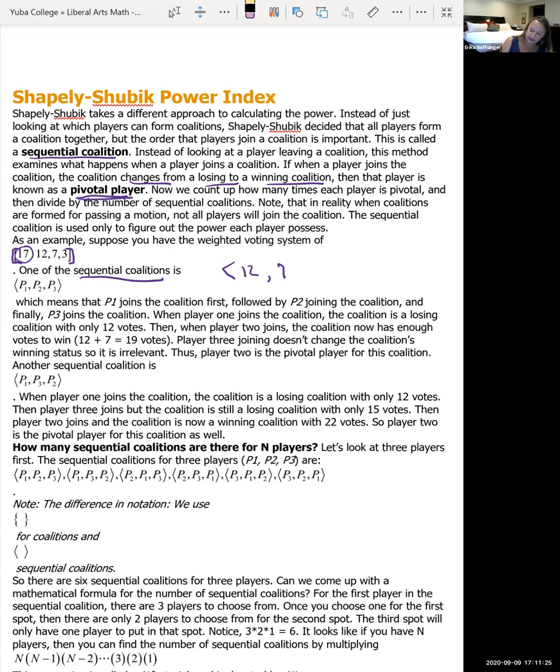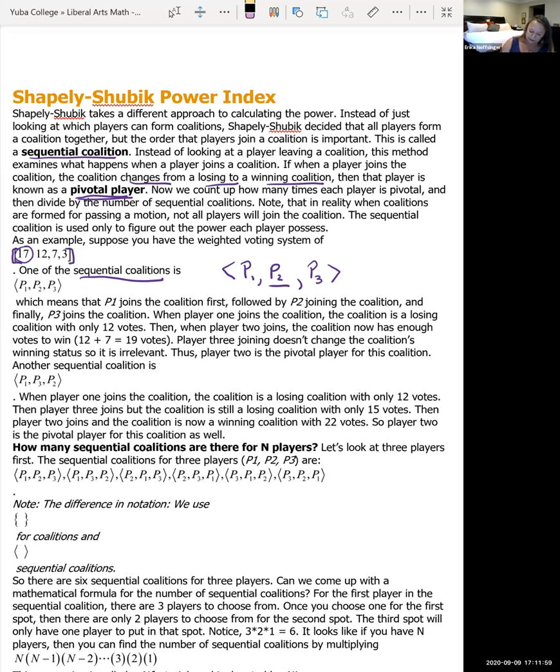So in that case, because it went from player 1, who didn't win this coalition by themselves, to player 2 joining and then winning, we're going to call player 2 the pivotal player. Usually we don't put those numbers there. We would write it P1, P2. We underline the pivotal player of the coalition. And there's only one pivotal player of a coalition.